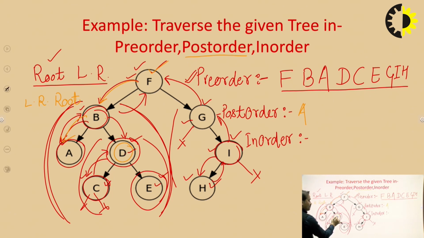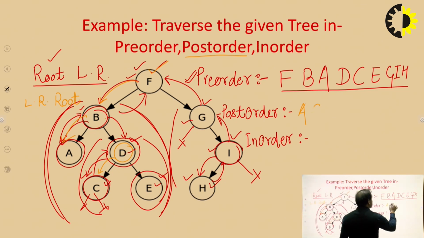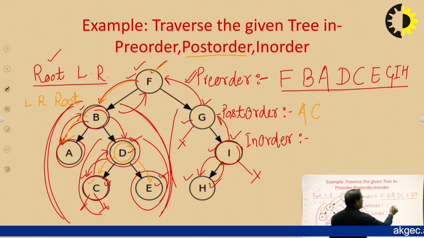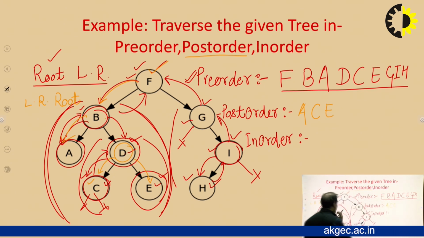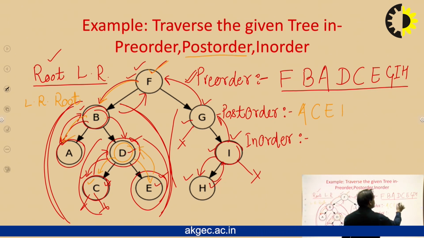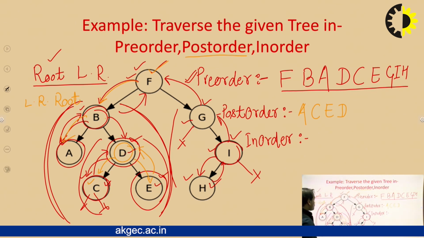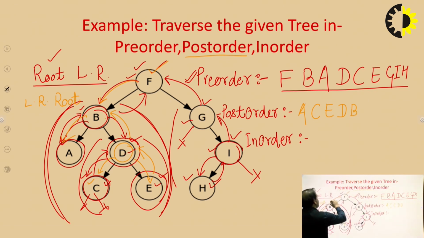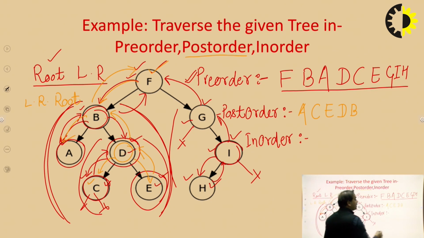After moving on to D, we have to move on to the left subtree of D, that is C, and we have to process C. After processing C, we have to move on to the right subtree of D, and that is E, so we process E. After processing E, we move on to the parent of E, which is D, so we process D. After processing D, now move on to the parent of D, that is B, and we process B. Now, after processing B, we move on to the root of B, and that is F, and we process F.